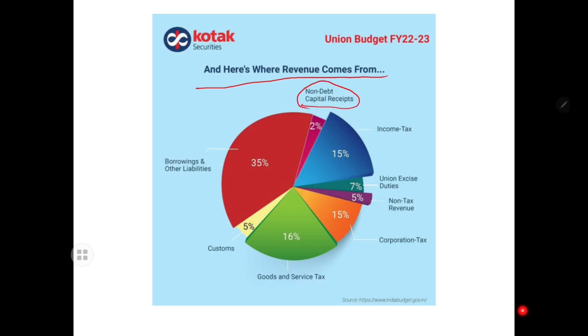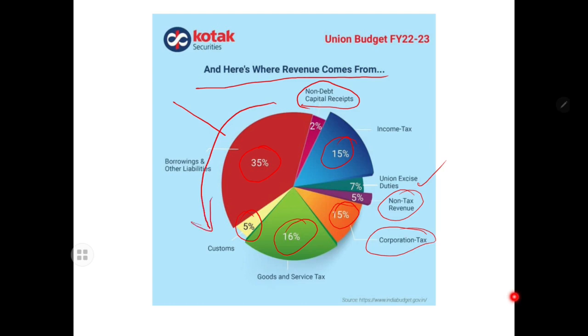So when we say capital receipt, it is only income because it is said non-debt. So borrowing and liabilities are 35%. What the hell, man? Shame on India. 35% we have borrowed, and 15% from income tax. I am talking about where the revenue comes from: union excise duties, non-tax revenue. Corporation tax is 15%, 16% from GST, and 5% from customs. See, our major source is borrowings. We are borrowing money.